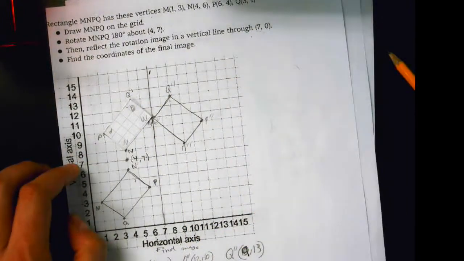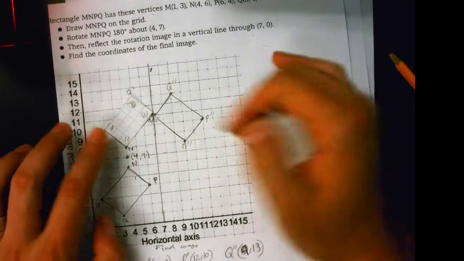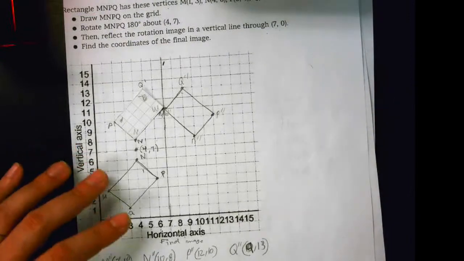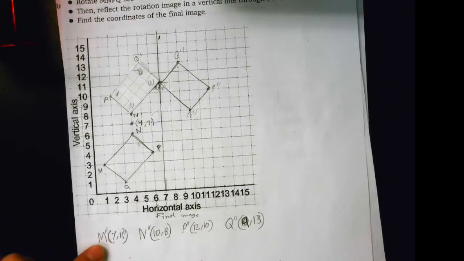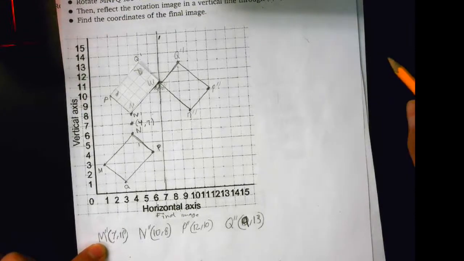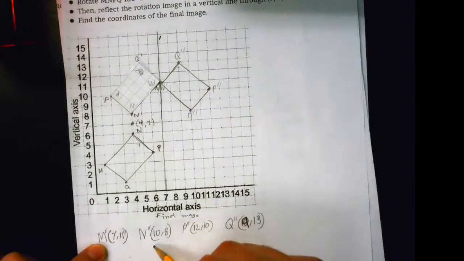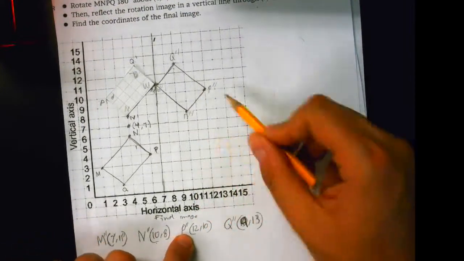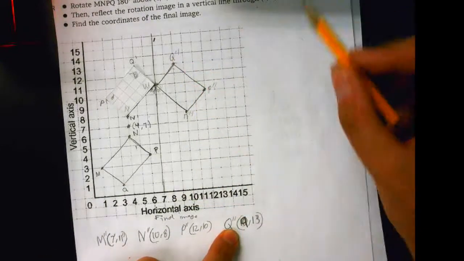Okay. And then I see that the reflected line, the points all match up. The last part was asking for the coordinates of the final image. This group recorded the coordinates down here. (7, 11) is correct. (10, 8) is correct. (12, 10) is correct. (9, 13) is correct.